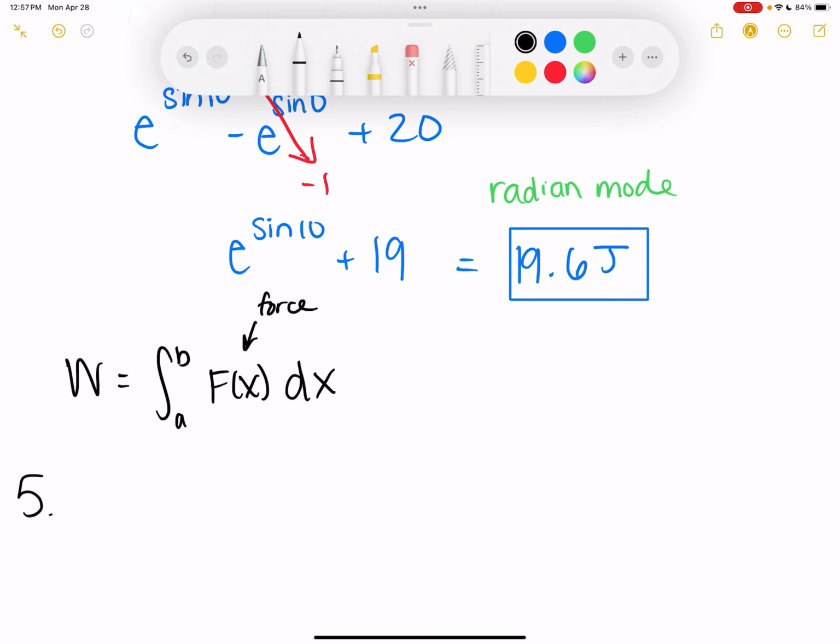Number 5. Ooh, it's an odd one. It is odd. A leaky bucket. Oh, that is really odd. It's a leaky bucket. Yeah, hold on. Imagine being a leaky bucket.